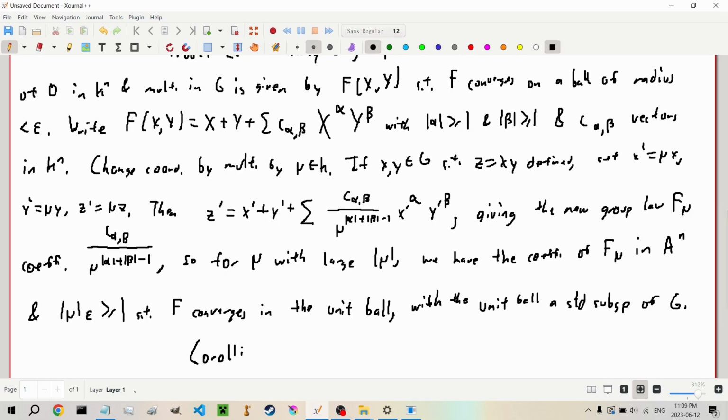Anyways, first corollary, any analytic group chunk is equivalent to a Lie group.